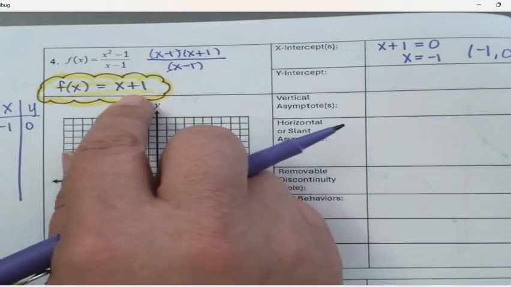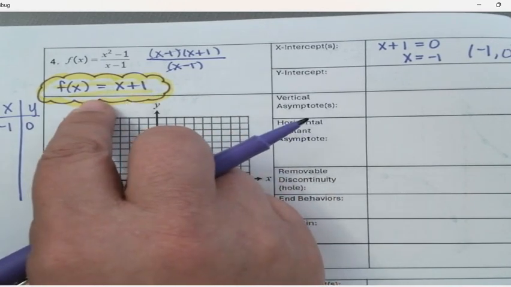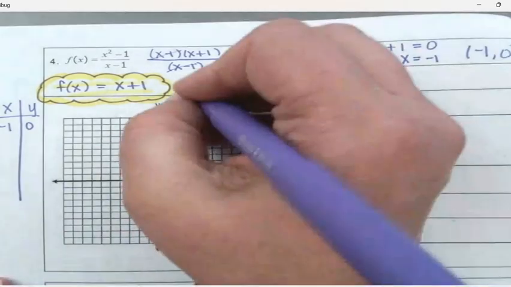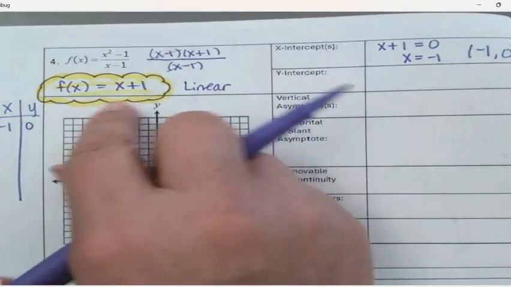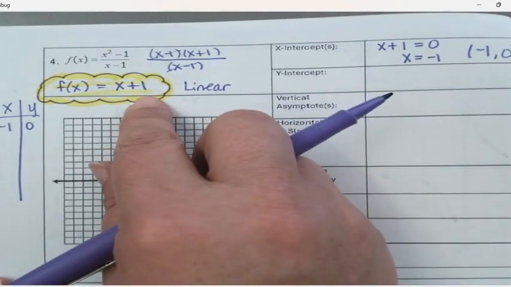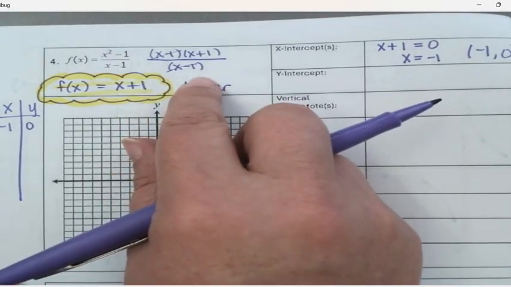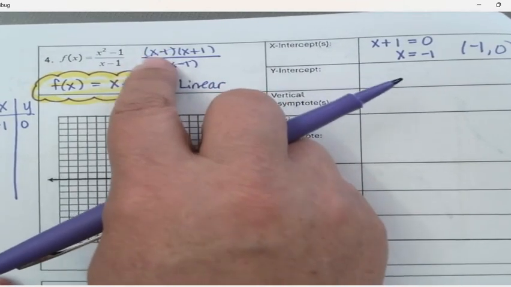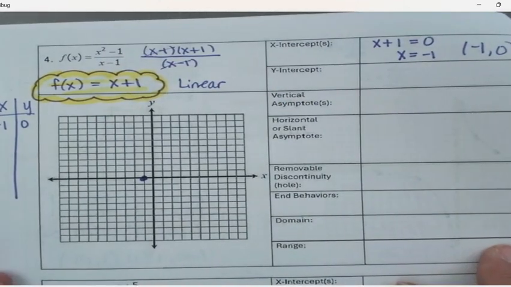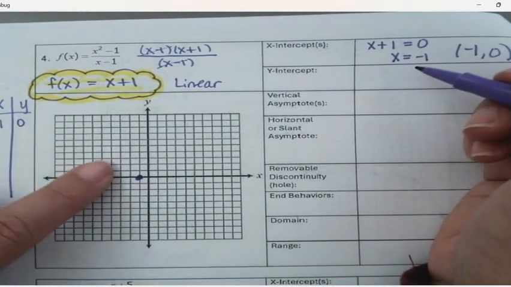Hey, quick question. What's this going to graph? Y equals x plus 1. What's this going to graph, you guys? It's just a line. This is just linear. Okay? We took away all the craziness and we're left with y equals x plus 1, which is just a line. But it's going to be a line with a hole in it. This right here makes it be a hole. So it's going to be a line with a hole in it.